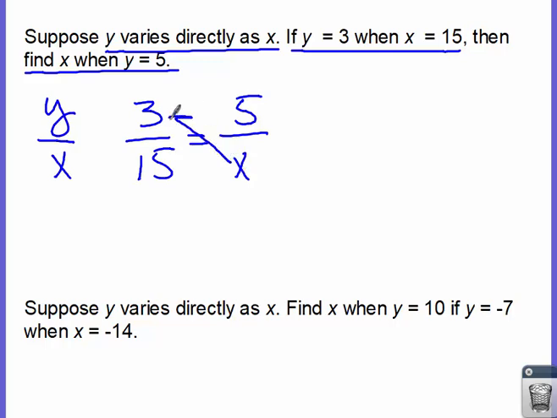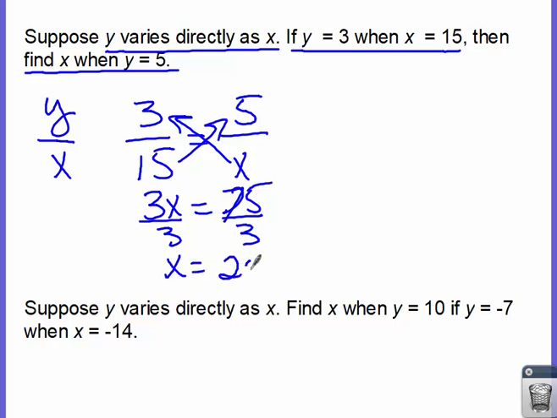So I take the x and the 3, cross multiply those, and you get 3x equals 15 times 5, which is 75. Then I divide both sides by 3, and I still get x is equal to 25, which is exactly what I did working it the hard way. It's just that this now is the easy way.